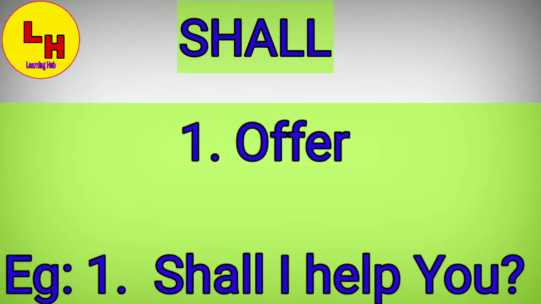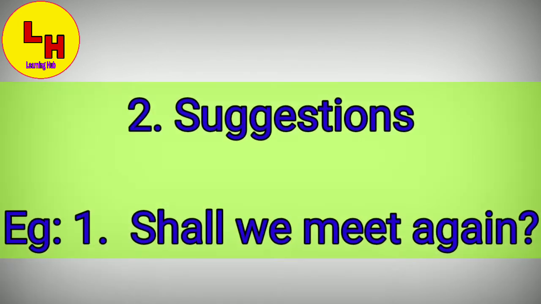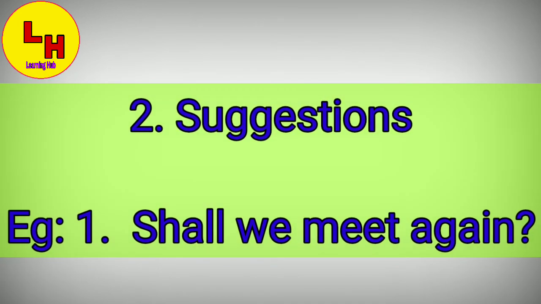Our next modal verb is shall. Let us see its uses. Point number 1, offer or offering. For example, shall I help you? A kind of offering. Point number 2, suggestions or suggesting someone. For example, shall we meet again? It's a kind of suggestion.